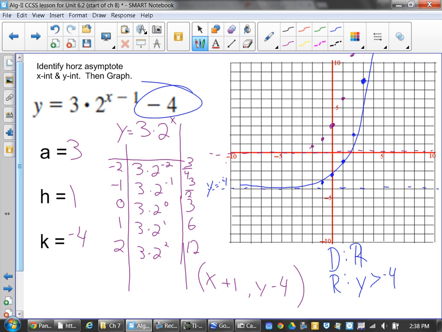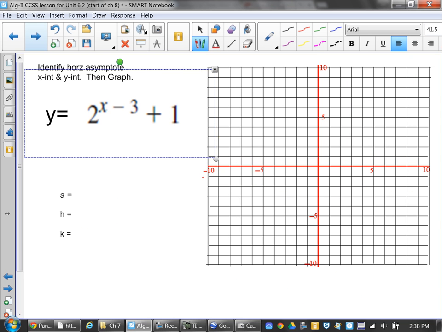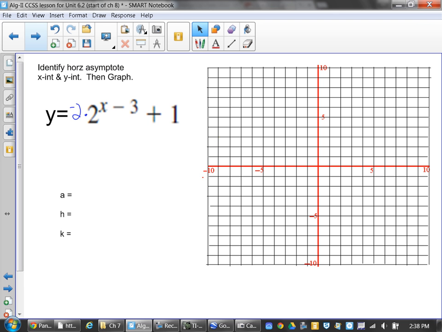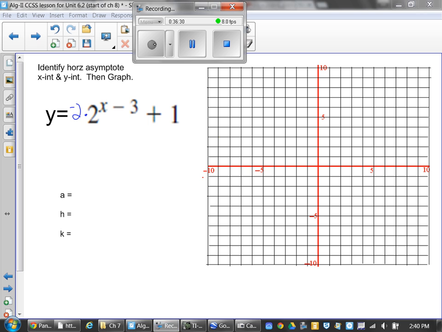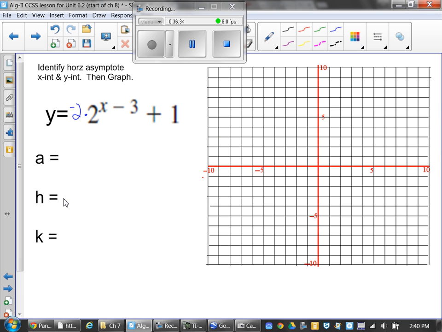All right. I want you to do this one, but I'm going to change the a value out front. I want to make this -2 times 2 to the x minus 3. Give it an a value of -2, and we'll go through this one. I'm going to give you a couple minutes to start on it. Quick, what's your a, h, and k, guys? -2, 3, and 1.